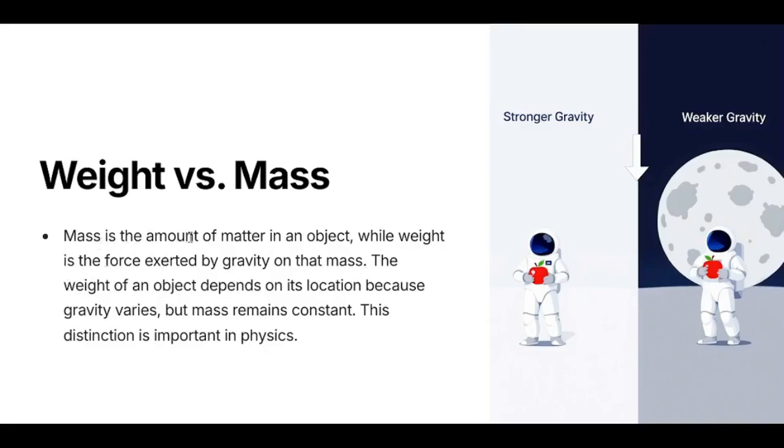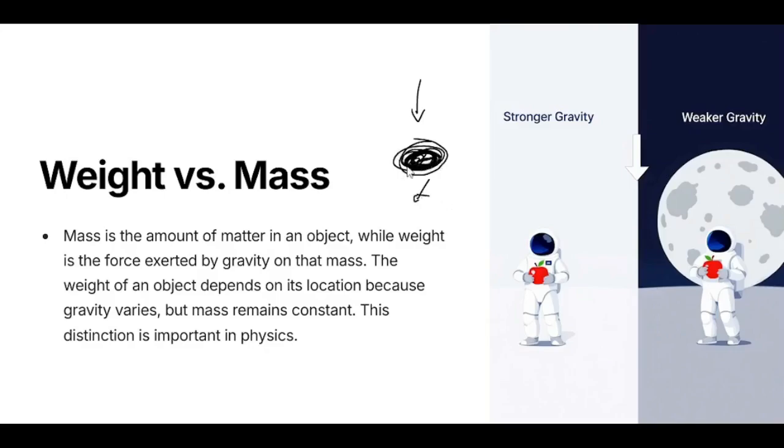Mass is the amount of matter in an object, while weight is the force exerted by gravity on that mass. So mass exists as an object exists, while weight is the force that acts on that existing object. Say we have an object here. The mass of that object is how much it occupies, or how many particles are present. That's what the mass is. Now the weight is how much force is exerted on this object to make it heavy. That's what will determine the weight.